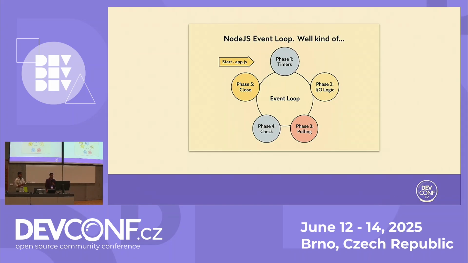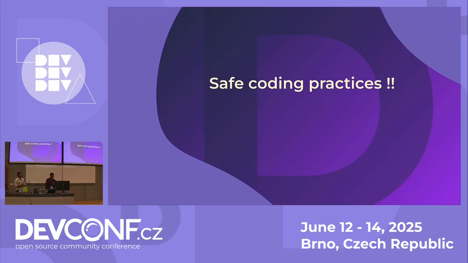If you look at the execution, setTimeout and setInterval are in phase 1, and in phase 4, the check, we use setImmediate. Promises and nextTick run as a microtask queue, so they will always run first, then setTimeout and setInterval. This is a basic event loop example and how the functions run.